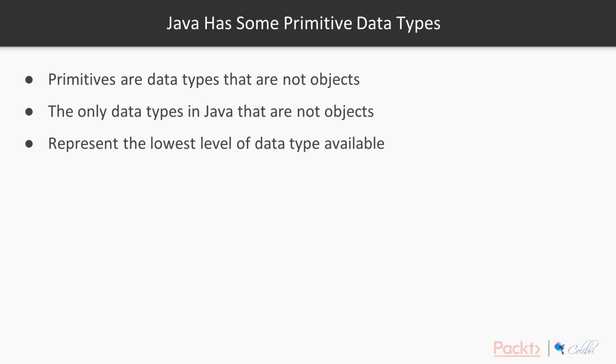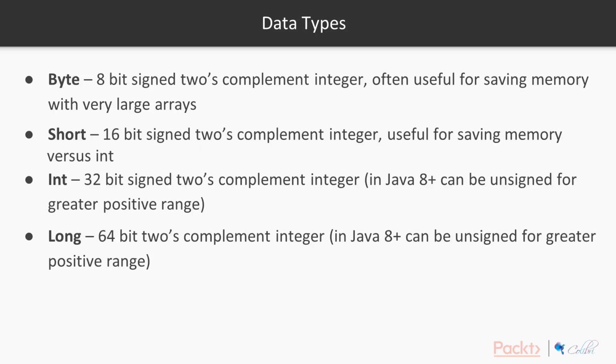Essentially the data types that are baked into the language. They're a core part of the language, and they represent the lowest level of data type available. So although almost everything you interact with in Java is going to be an object, if you go far enough down the object tree or through the inheritance graph, you'll find that ultimately everything is made up of primitives, although people have built a lot of things on top of that. So what are the primitive data types available to us?